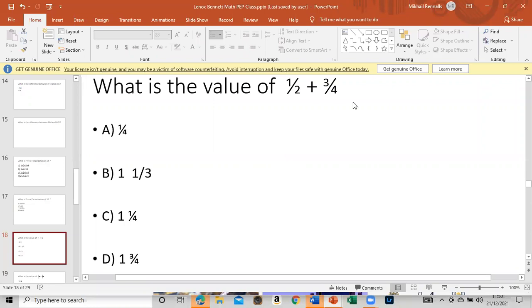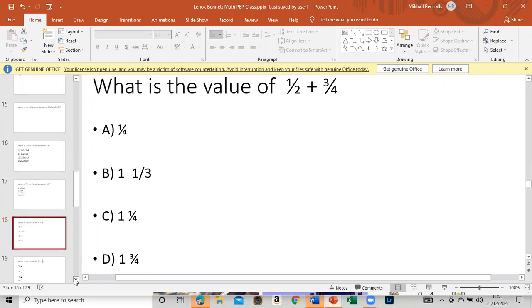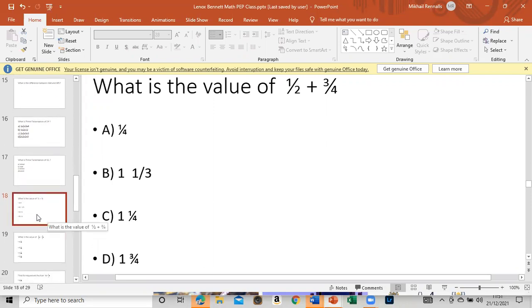Think about it, guys. If you have a half and you have 3/4, if you take a quarter out of the 3/4, that will make it a whole. So this will give us 1 and we are left with a quarter here. I'm going to do a video sending you the solution for this slide. So it is indeed C, 1 1/4. Good job. Some person says 1 1/3.